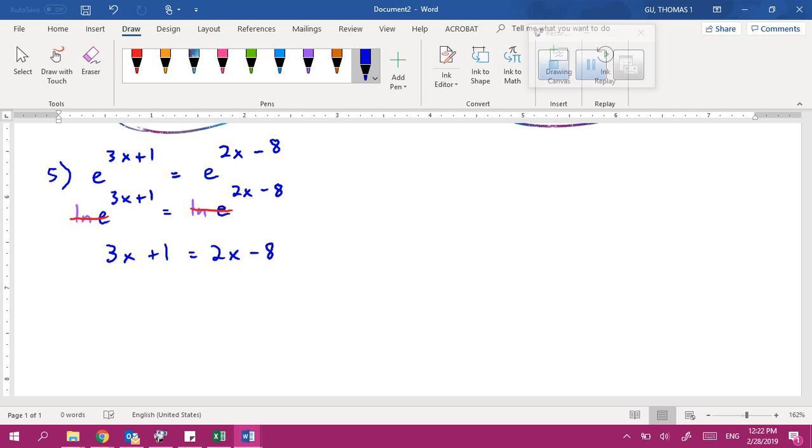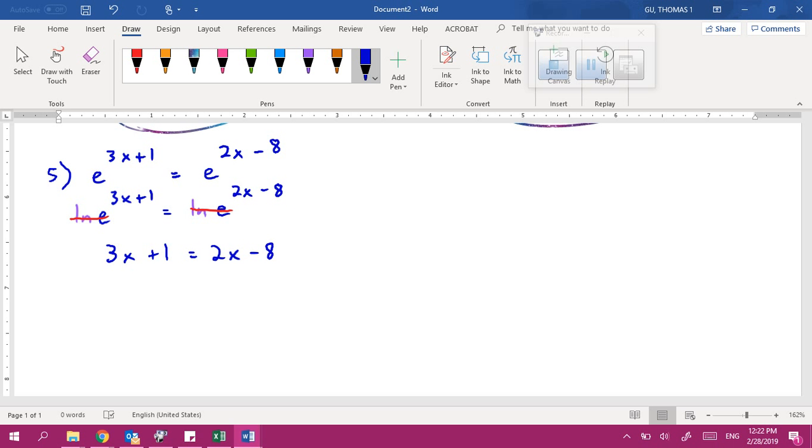Now the other way you could think about this is look at the very beginning. It says this number on the left side is the same as the number on the right side. You see that the bases are the same, which means that the exponents must be the same. If it has to be the exact same number, then the exponents have to be the same. So that takes you straight to the 3x plus 1 equals 2x minus 8. Regardless, you're going to get to the same spot.